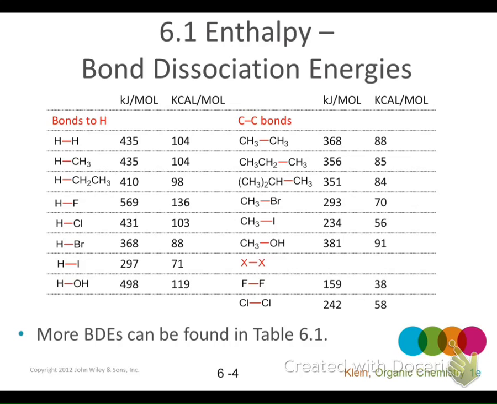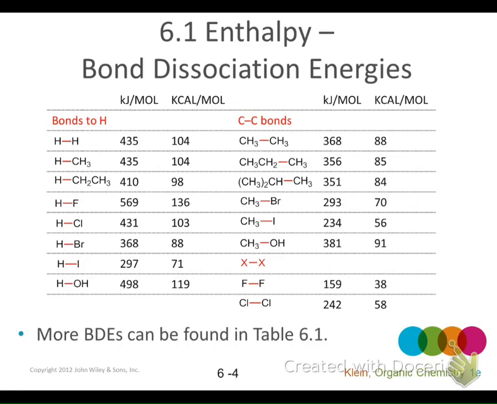Hydrogen to hydrogen is one of the stronger bonds just because it's two hydrogens. But oxygen and fluorine are small, highly electronegative atoms, so they tend to pull, they've got a lot of nuclear charge to make that bond stronger. So a lot of little different factors play into effect.